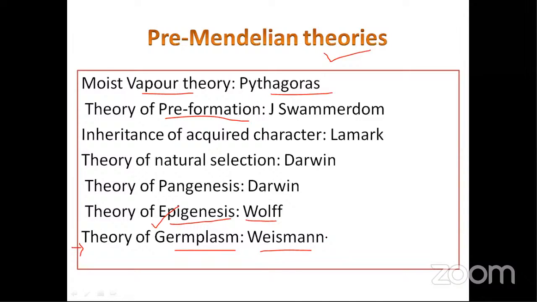He cut the tail of the mice for 22 successive generations, and he wanted to see whether, after cutting the mice's tails, the loss was acquired or not. He clearly saw that it is not acquired. Every time, even after cutting, the progeny will have the tail. So that was the theory which discarded the theory of acquired characters given by Lamarck. Lamarck said that whatever an individual acquires, like physical fitness and intelligence, will be carried forward to the progeny. But that is not the case, so it was discarded by the theory of germplasm.